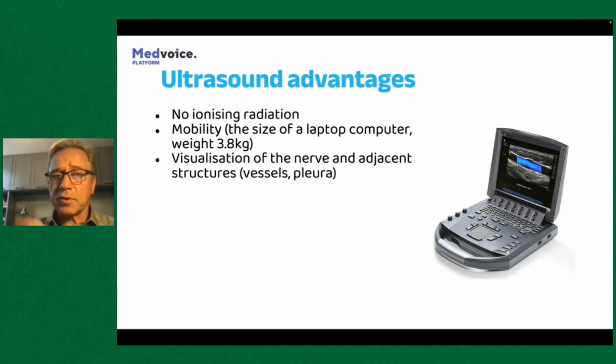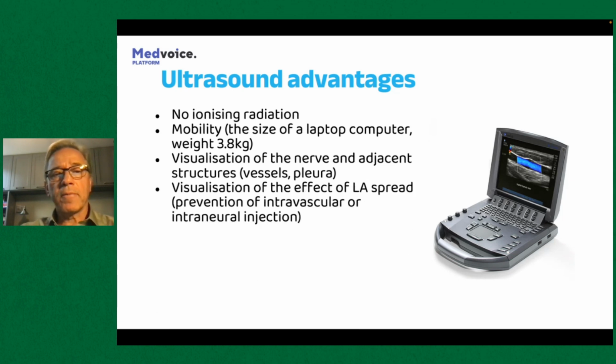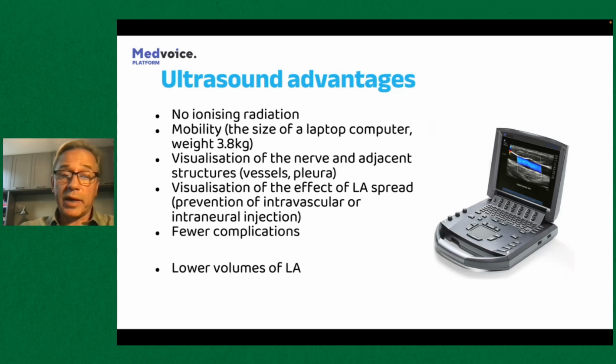and adjacent structures: you will see vessels, you will see the pleura, hence you will not go into that tiger territory. And visualization of the effect of local anesthetic spread: you will see where the anesthetic is going when you are injecting it, unlike when we were using the nerve stimulators. So you will see intravascular or intrapleural injection in real time. Hence, you'll have fewer complications.